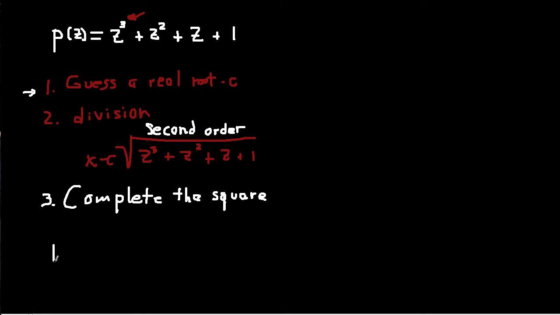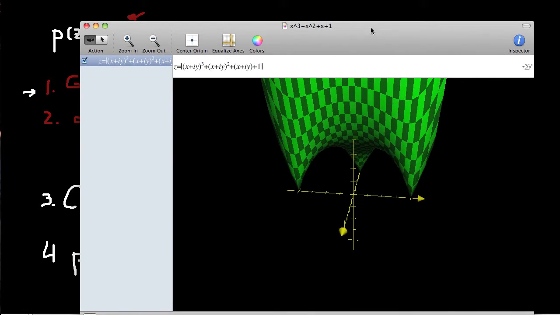Something else I want you to do is plot the absolute value of the polynomial. So I want you to plot magnitude p of z. Okay. And so from that plot, you should also be able to see the root. So I've done that plot here on my grapher. Let me show you what it looks like right here.